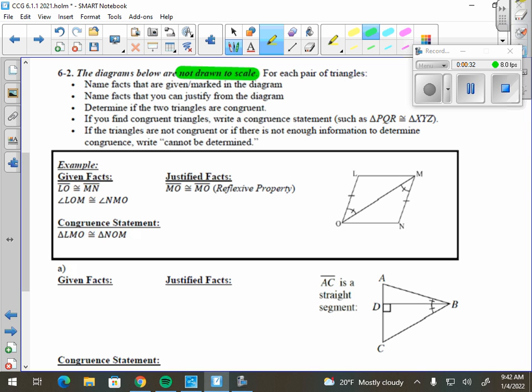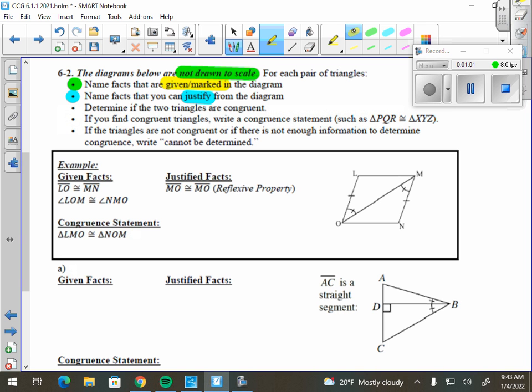So here are the directions. For each pair of triangles, you need to name facts that are given or marked in the diagram. Then I want you guys to name facts that you can justify from the diagram. So justifying means you know it's true, even though it's not marked. So stuff like vertical angles, alternate interior angles with parallel lines, reflexive property. Those are things that we know have to be true, even though it's not marked.